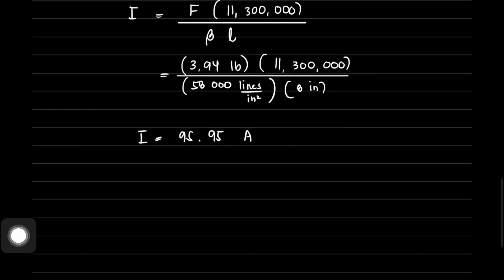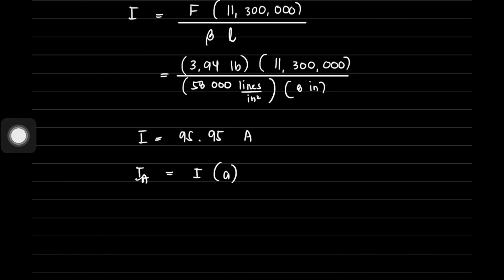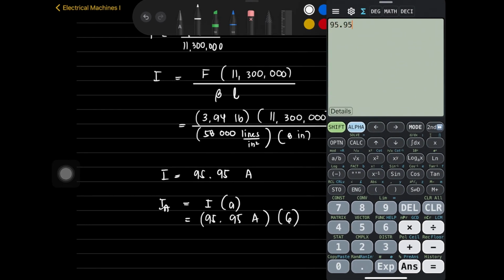And to determine the total current that is circulating in the armature, we're going to multiply this current by the total number of parallel paths. So this is now equal to 95.95 amperes multiplied by 6, which is 575.7 amperes. This is now the total current that is circulating in the armature conductors.